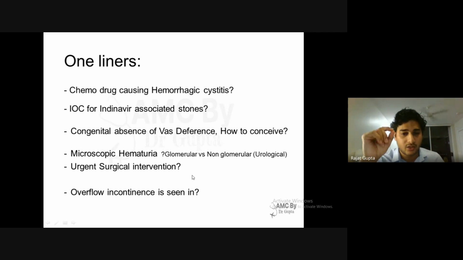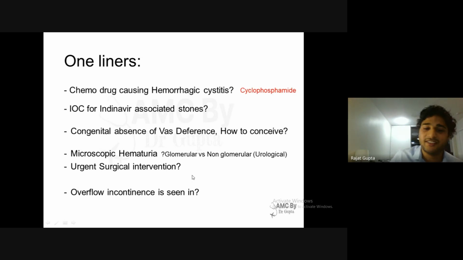Be very quick to answer these questions one by one. So, chemotherapy drug causing hemorrhagic cystitis. Anyone? Yes, very good. Cyclophosphamide. Investigation of choice, this is easy. Investigation of choice for indinavir-associated stones. USG. Very good. Congenital absence of... this is a tricky one.